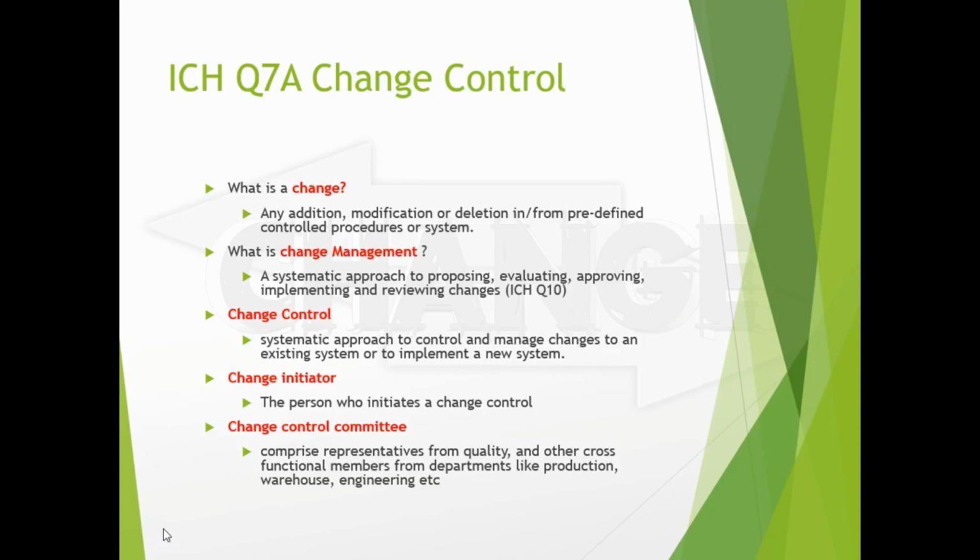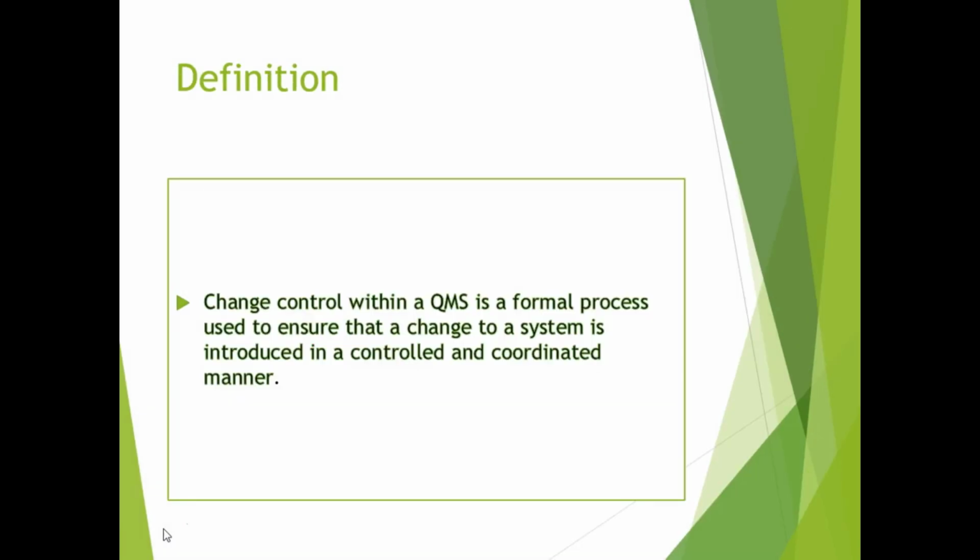And a change control committee is a committee comprising mainly representatives from quality, which would be QA and QC, as well as other cross-functional members from departments like production, warehouse, engineering, environmental health and safety, reg affairs, even R&D and sales, etc. So they will all have an involvement in change control on site. The official definition of change control within a quality management system is a formal process used to ensure that a change to a system is introduced in a controlled and coordinated manner.